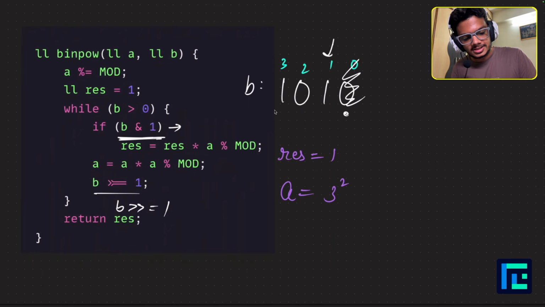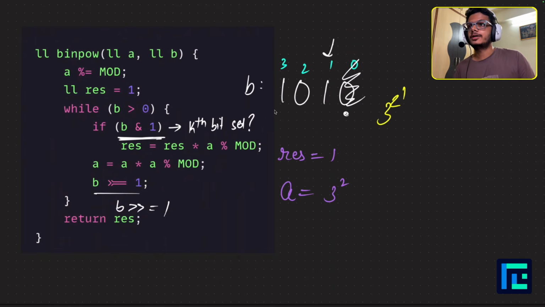So this thing is just asking the question whether the kth bit is set or not, right? Is the first bit set? Yes, definitely. So that means multiply with 3 into 2 power k, right? So that's why I'm going to multiply result with 3 into 2 power k. So it becomes 3 square, right? Now we can right shift afterwards, but before that, if the second bit is set, I'll have to multiply with what?